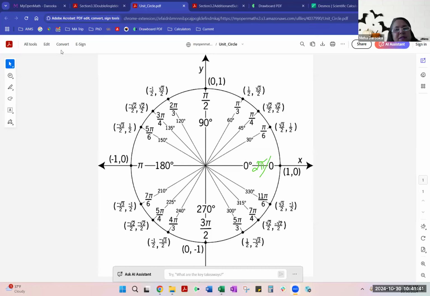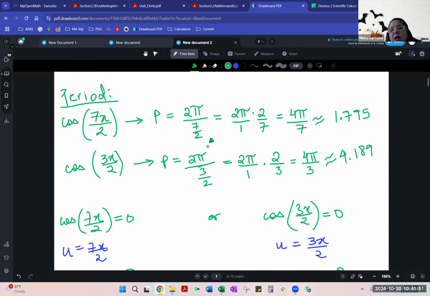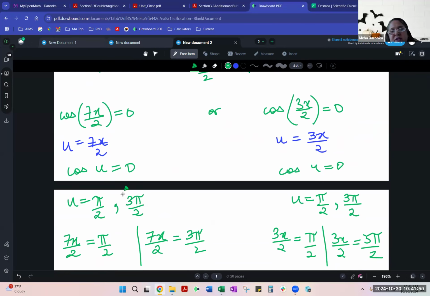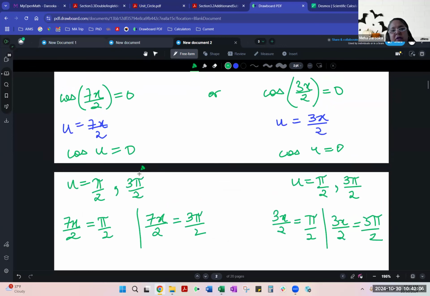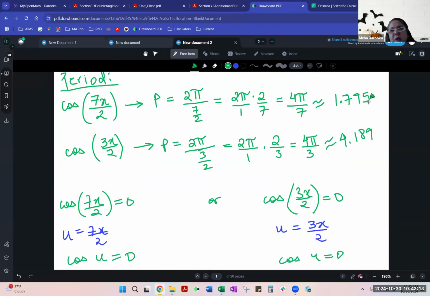Very nice, Wyatt. I'm happy to see that you're thinking, okay, is that going to be outside of our value over here if we are only going to 1.7? Then is the angle 3 pi over 2 for the 7x over 2 cosine function going to be out of bounds? So what do you guys think? Is the 3 pi over 2 out of bounds for the 7x over 2 cosine function, since this guy's period goes to 1.795?